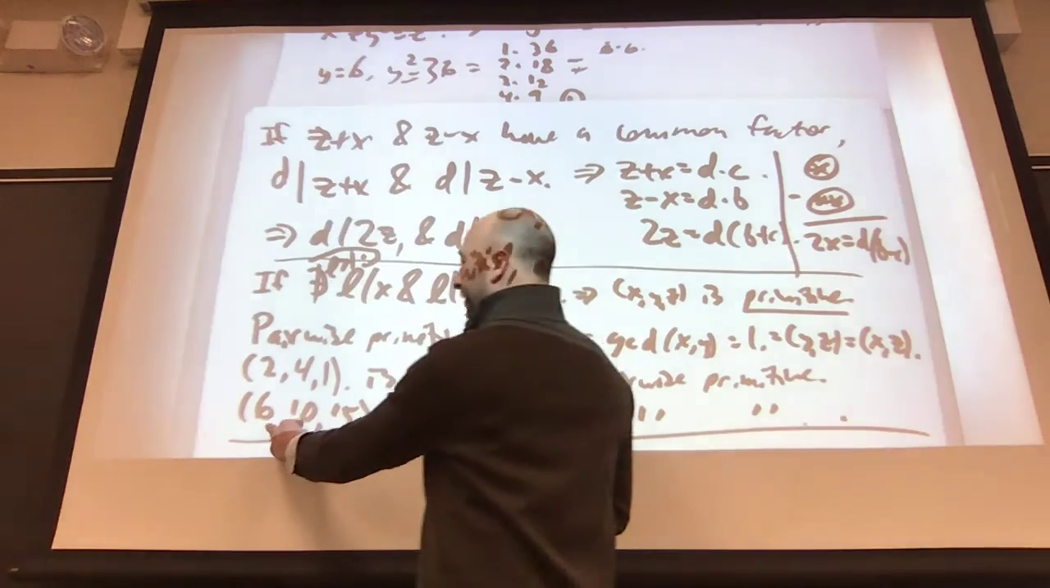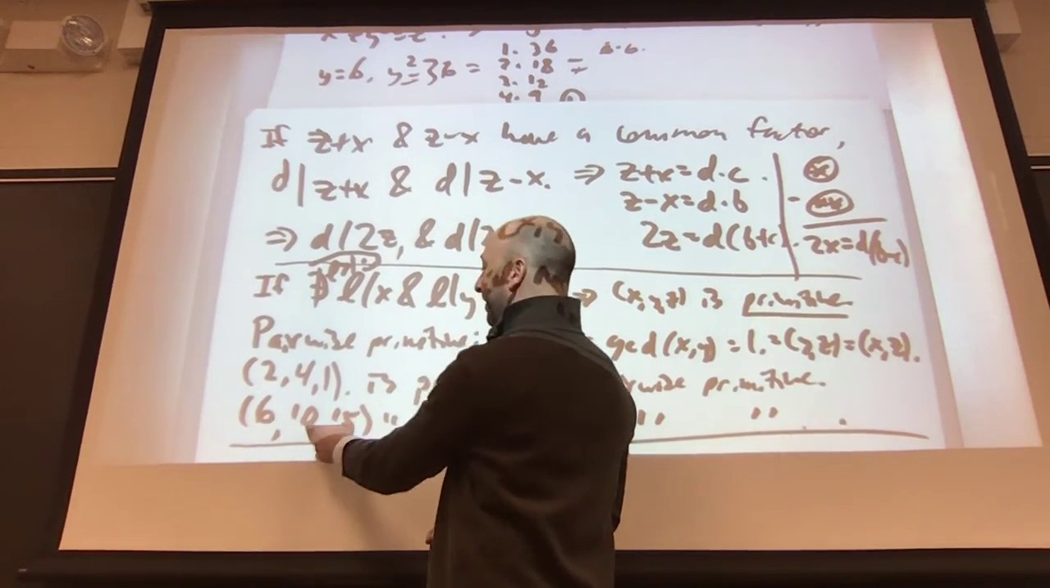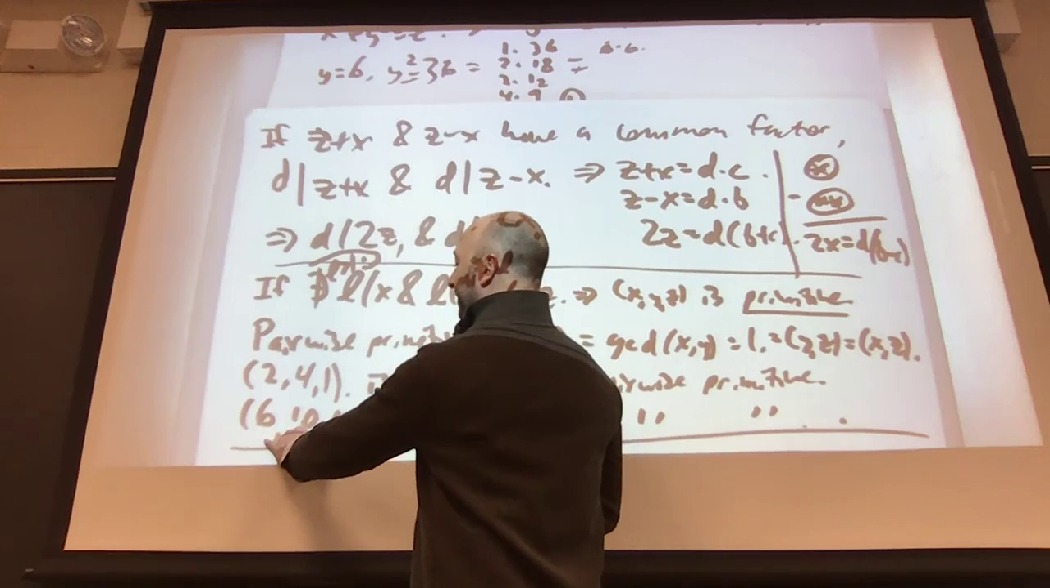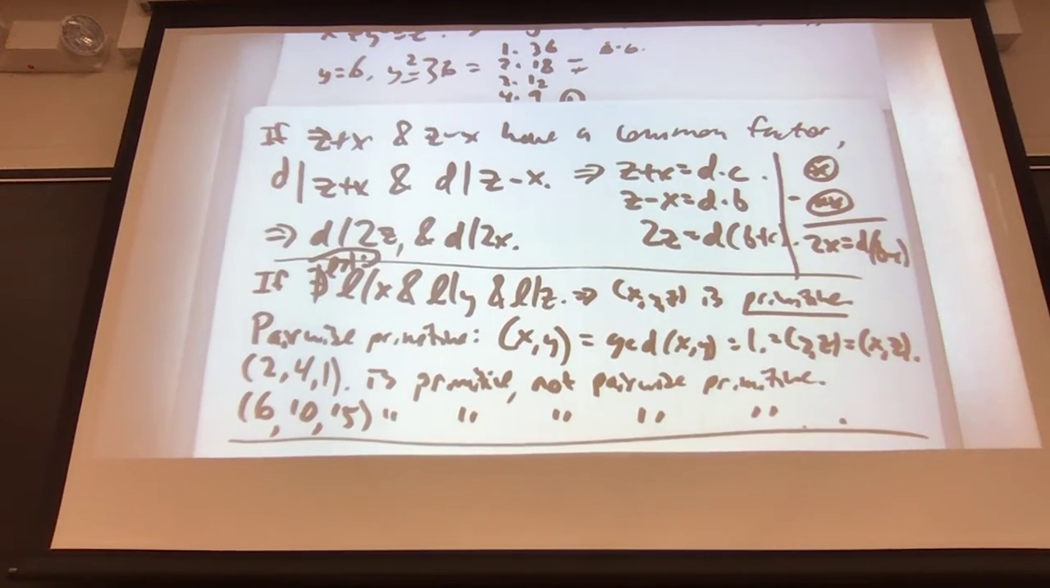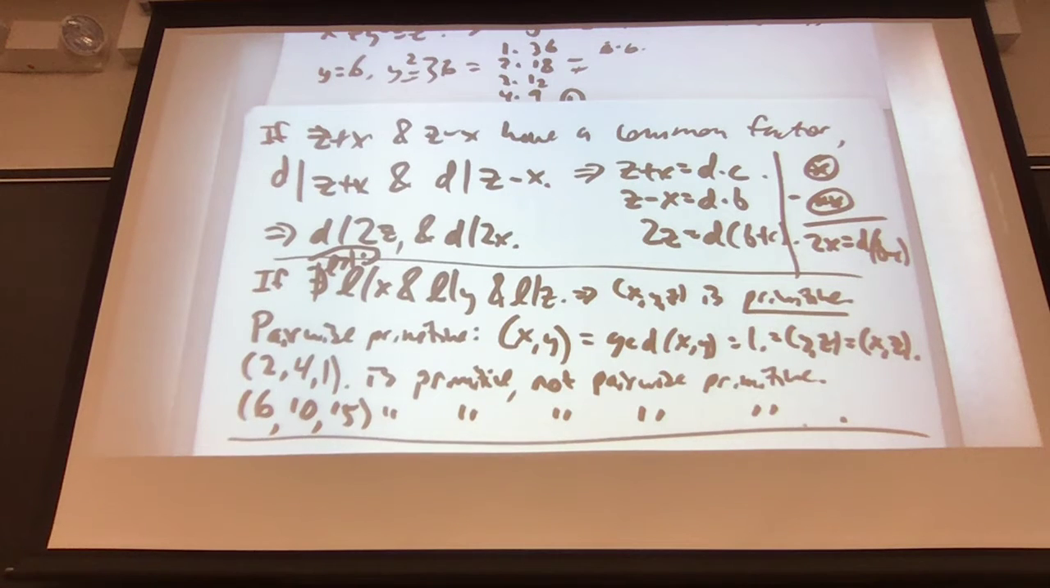Every pair has something in common. 6 and 10 have 2 in common. 10 and 15 have 5 in common. 6 and 15 have 3 in common. But the three of them together are a primitive triple. Okay? Does that make sense?